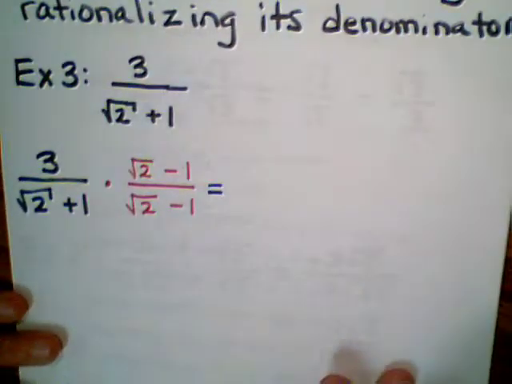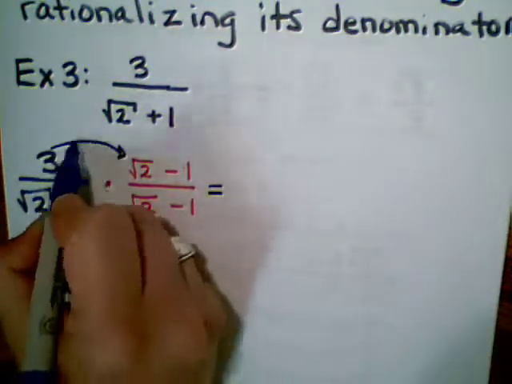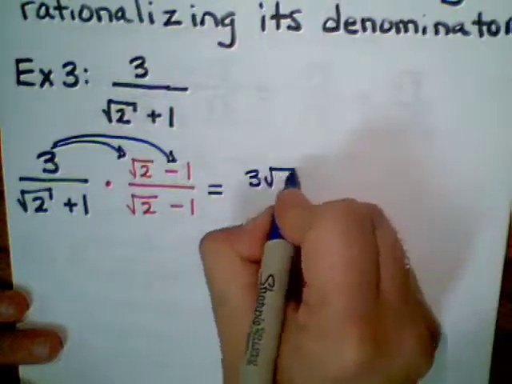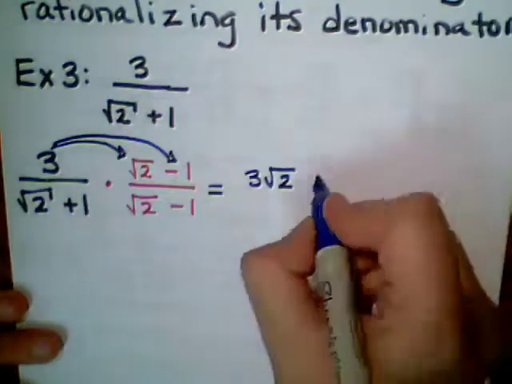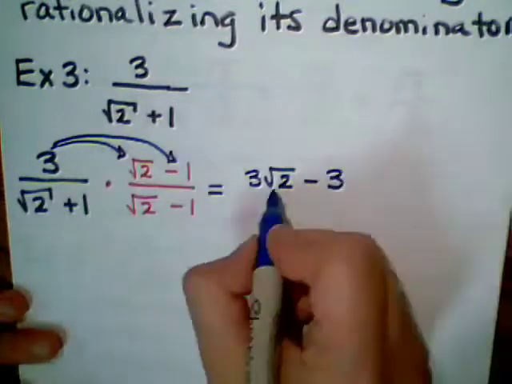Okay. Now we need to use the distributive property across the top. We need to take 3 times square root 2 and 3 times -1. 3 times square root of 2 cannot be simplified, but 3 times -1 would just be -3.